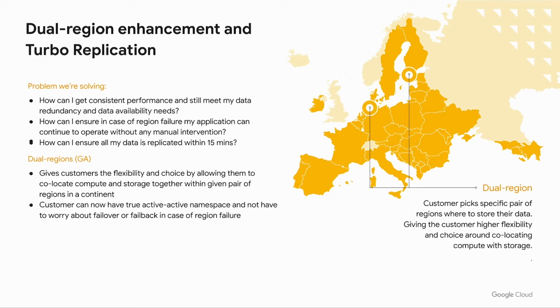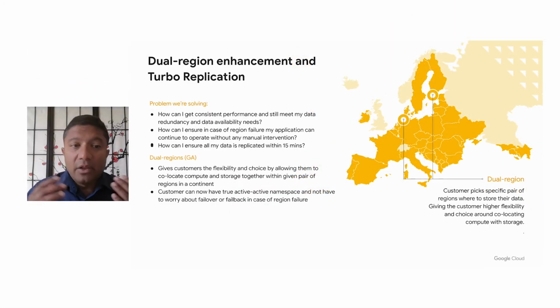So for that, let's talk about our dual region enhancements. Now customers can select two regions of their choice, pin the data, and co-locate compute and storage together, really providing the customers a true active namespace so they don't have to worry about failover or failback in case of a region failure. So think about now you have the flexibility and control of picking two regions of your choice within a continent, co-locating your compute and storage together, giving you a single namespace that's strongly consistent. So no matter where the data is being read from, you get the latest version and latest copy of the data.